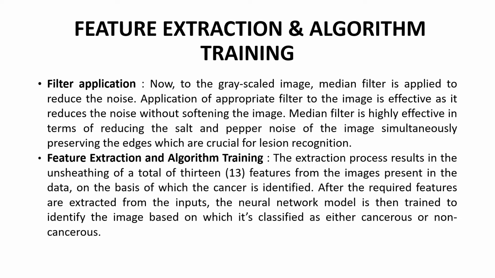Feature extraction and algorithm training. The extraction process results in a total of 13 features from the images present in the data, on the basis of which cancer is identified. After the required features are extracted from the inputs, the neural network model is then trained to identify the image, based on which it is classified as either cancerous or non-cancerous.